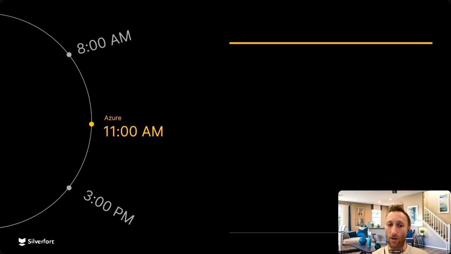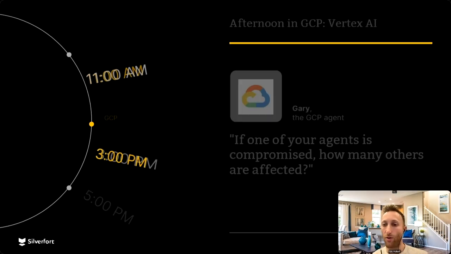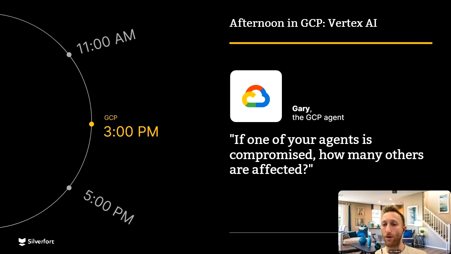Good. So now we continue our day, and we got to our agent in GCP Vertex AI. In AWS, we talked about role sprawl, right? And in Azure, we talked about identity confusion, what I like to call it. In GCP, I want to ask you about blast radius. If one agent is compromised, how many others are affected? Does anyone know the answer?